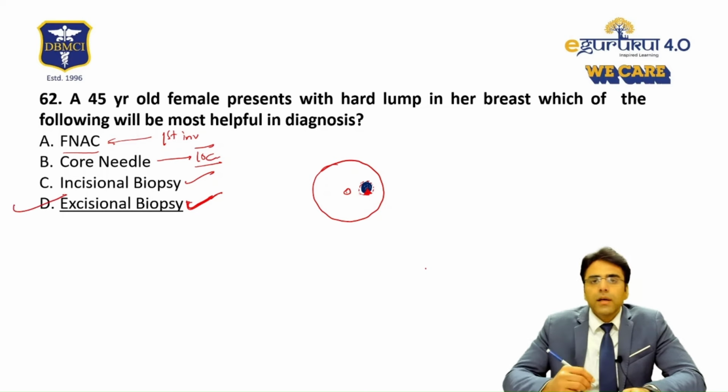Some important points which are frequently asked in exams. Best prognostic index in case of metastatic carcinoma is hormone receptor status. So the best prognostic parameter in metastatic carcinoma breast is hormone receptor status.